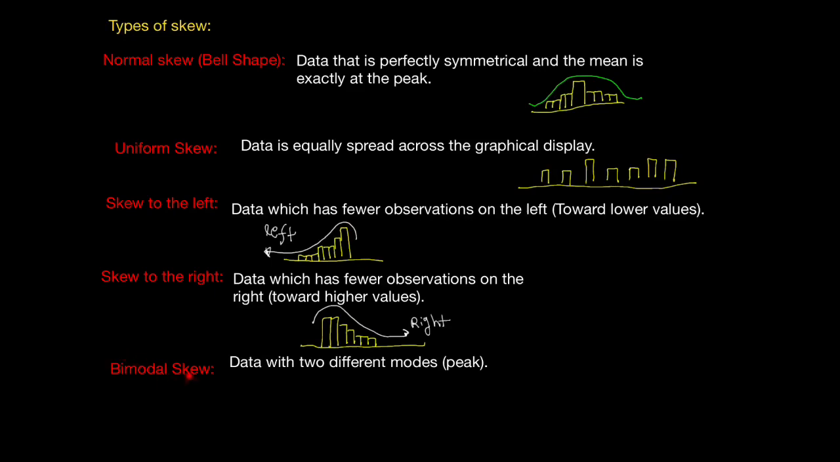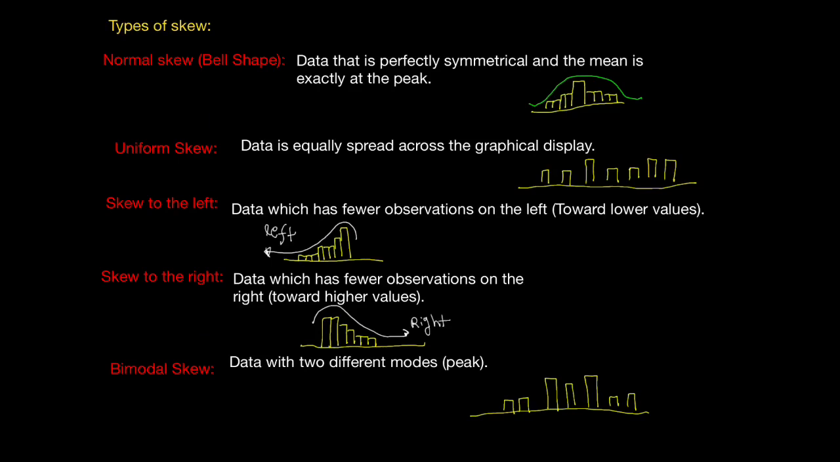Lastly, we have bimodal skew, data with two different modes, basically two peaks. Here's an example of bimodal data. You can see that here there are two modes, two peaks that are the same, and these two same peaks are the highest ones. So here we have two different modes. These are basic representations of these kinds of skews.